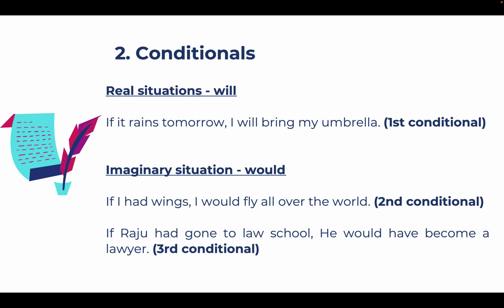In the case of the third conditional, we are talking about past actions, but it did not happen. For example, if Raju had gone to law school, he would have become a lawyer, but he did not go to school, he did not become a lawyer. So in the case of past imaginary actions, we can use this third conditional.